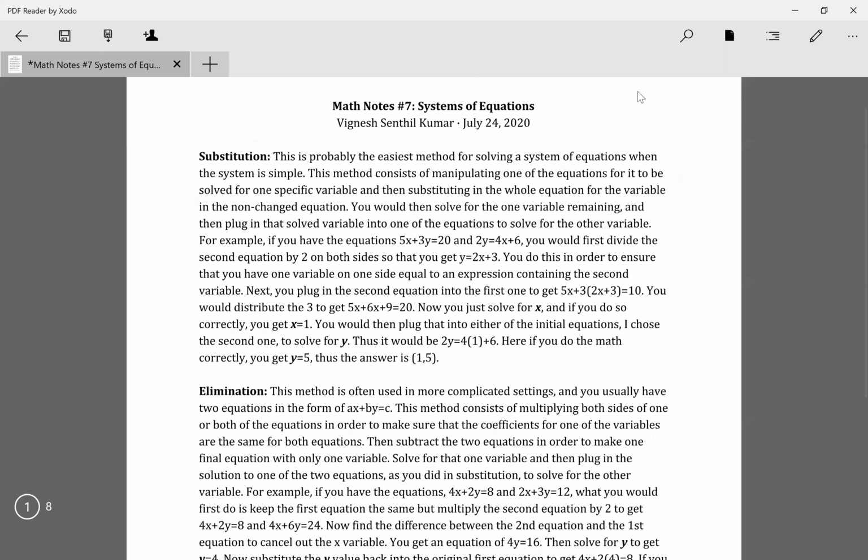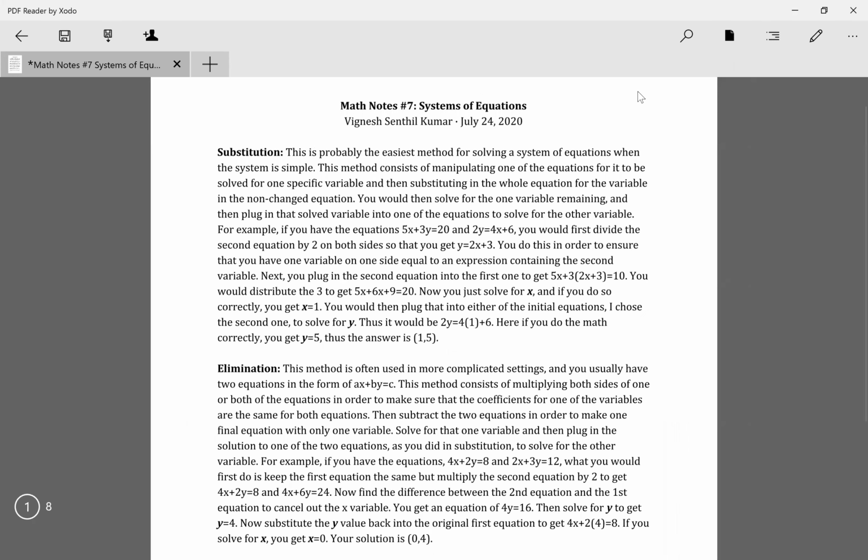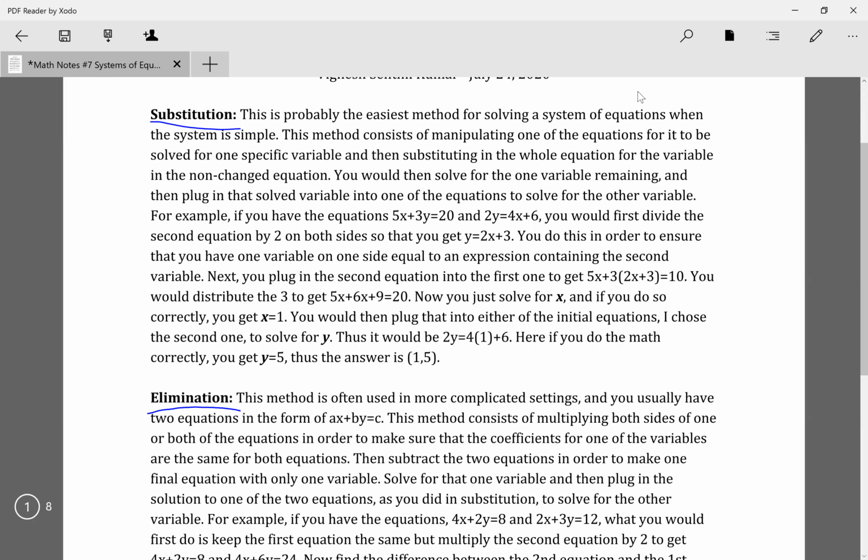Today we'll be going over systems of equations. Most of you have probably done systems of equations in your math classes, but just as a refresher, there are two main methods: substitution and elimination. First method, substitution, this is the simpler method.